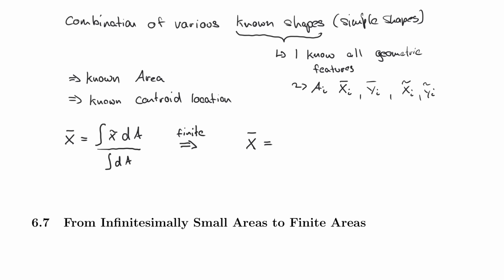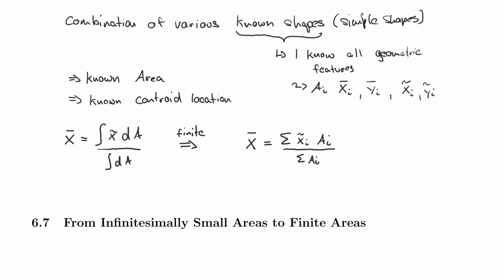So X bar now becomes the summation of X tilde I times A I, and the whole thing divided by the summation of A I. So it's quite similar in the fact that the formula has the same shape, if you will, just that I take it from infinite to finite, and then my X tilde is just one that I know within the shape, and my dA becomes an area of known shape. And so you can probably already tell that this here at the bottom is nothing else than the total area.